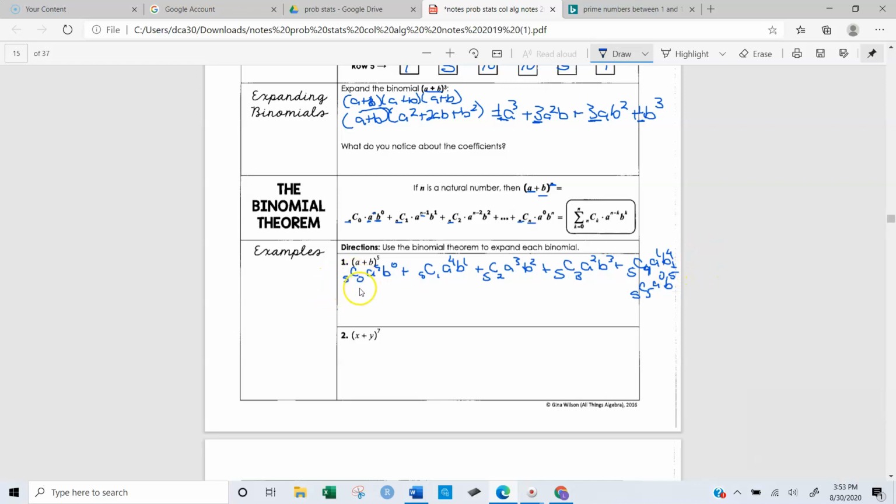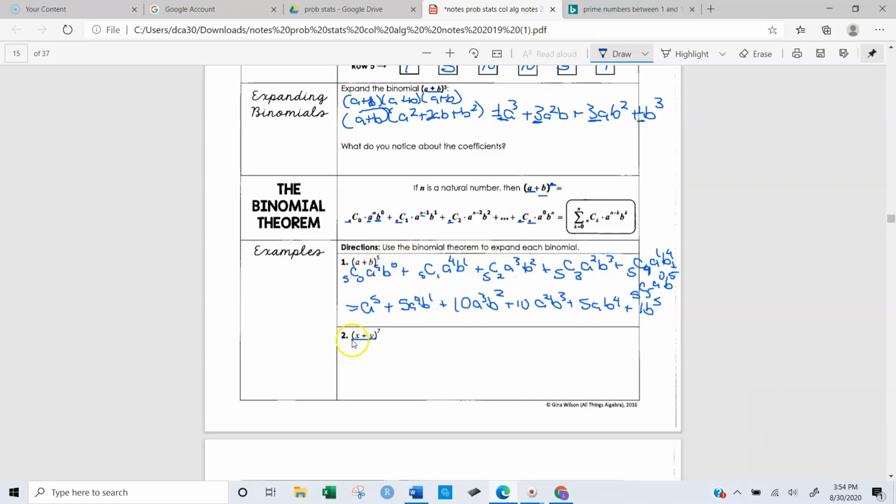So now 5 choose 0, I hope you all know is 1. So that equals, and b to the 0 is 1, so that's a to the 5th, plus 5 choose 1, so that's 5, a to the 4th, b to the 1st, 5 choose 2 in your calculator is 10, a cubed, b squared, 5 choose 3 is also 10, a squared, b cubed, plus 5 choose 4 is 5, a b to the 4th, plus 5 choose 5, that's 1, b to the 5th. So now we can do this without all that multiplication.